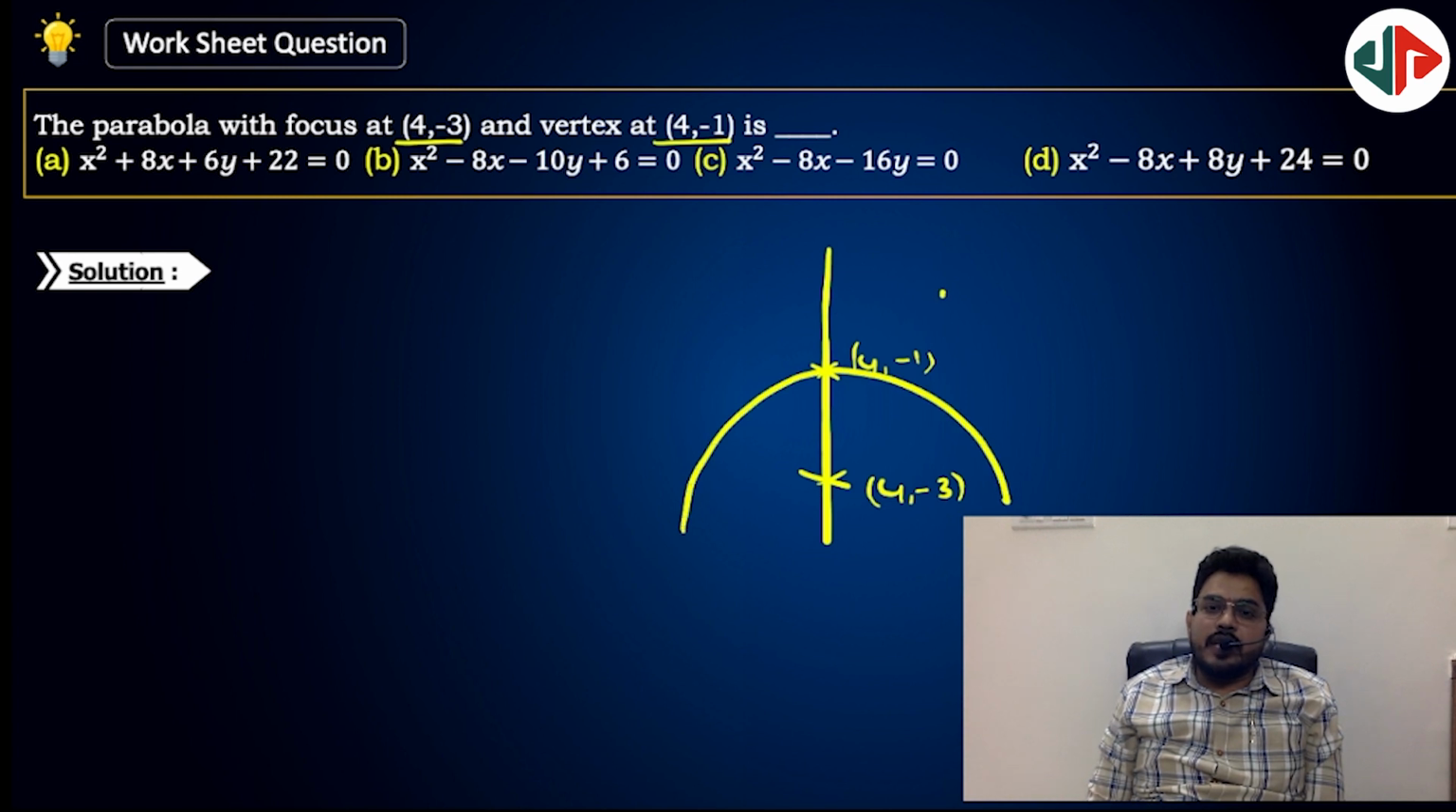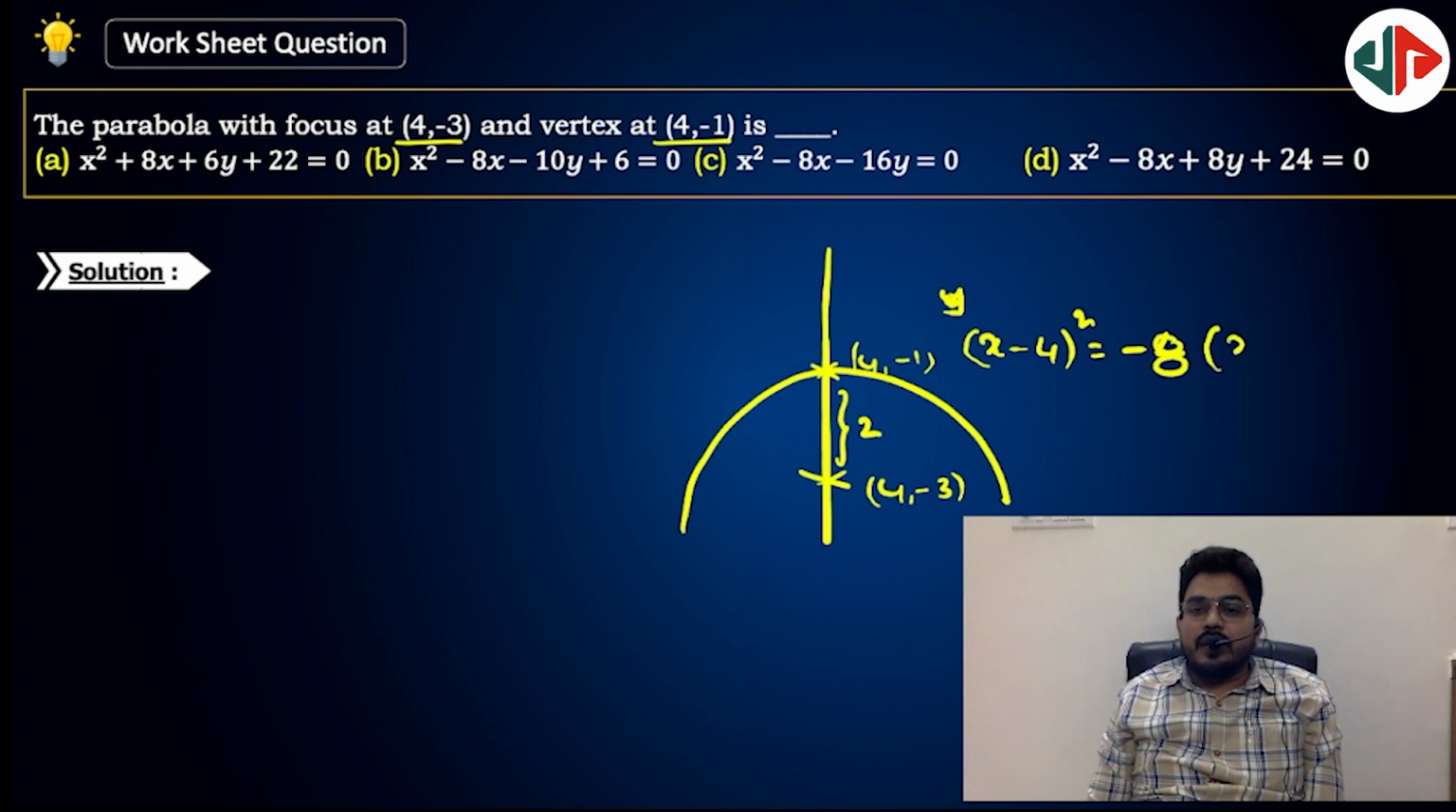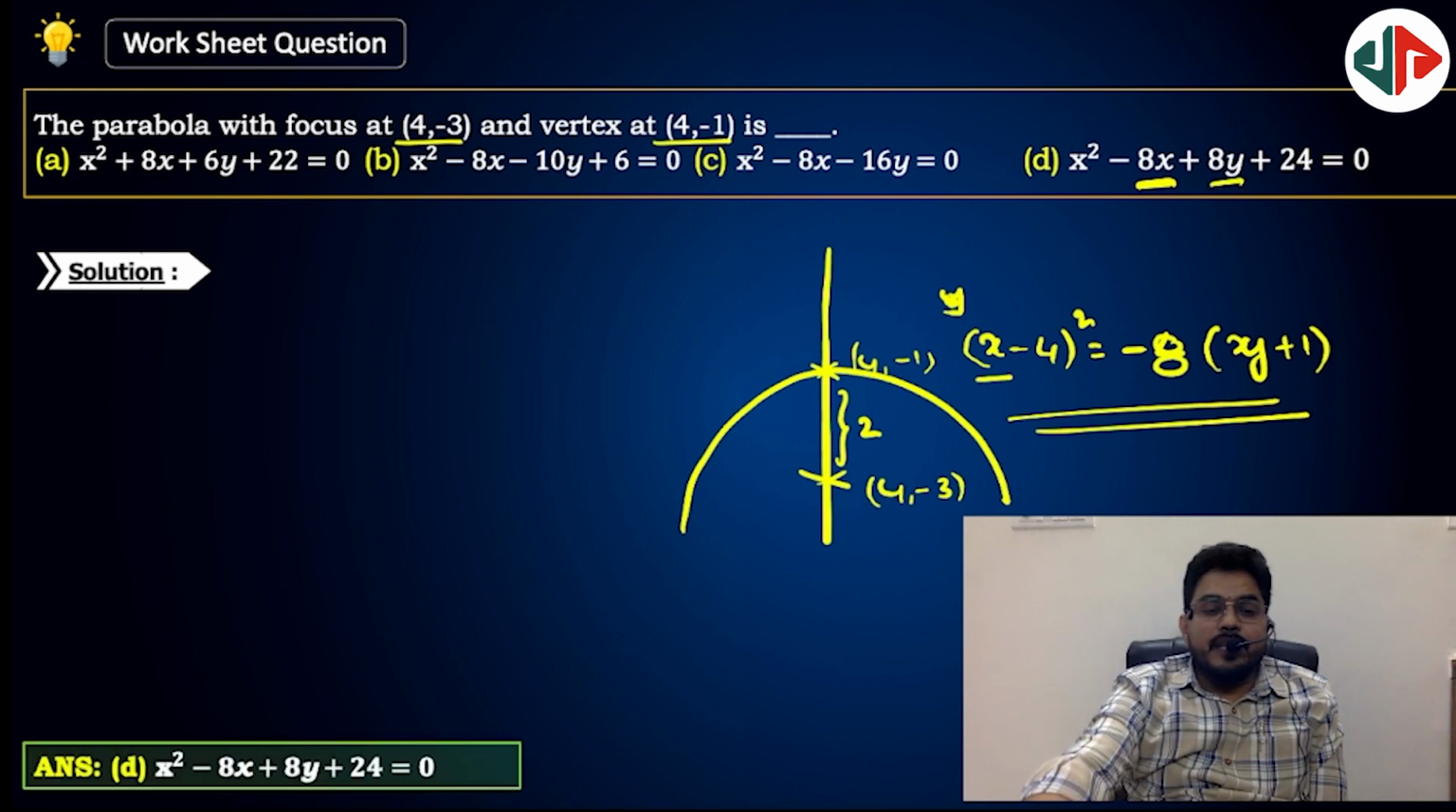So the equation is (x - 4)^2 equal to, this is the negative direction, minus. This length is 2 units, so 4a means minus 8, into (y + 1). So this is the answer you need to get: x^2 - 8x + 8y + 24.